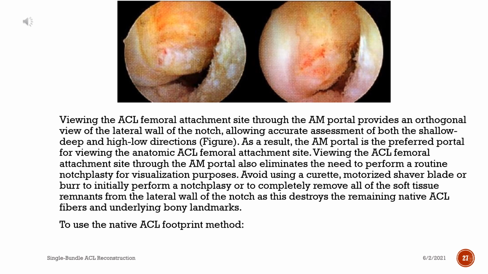visualization purposes. Avoid using a curette, motorized shaver blade or bur to initially perform a notchplasty or to completely remove all of the soft tissue remnants from the lateral wall of the notch, as this destroys the remaining native ACL fibers and underlying bony landmarks. To use the native ACL footprint method.